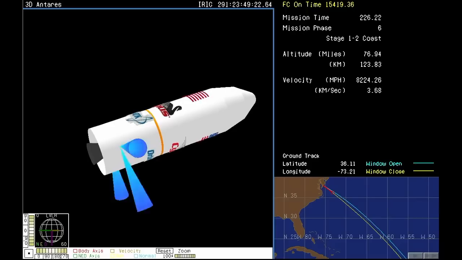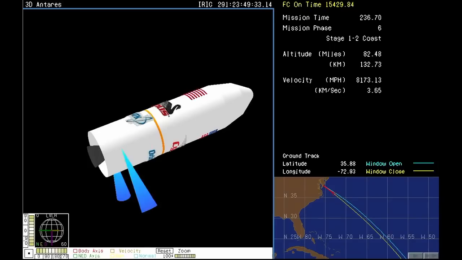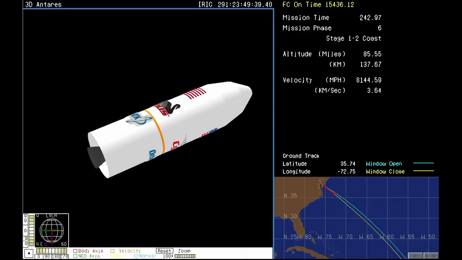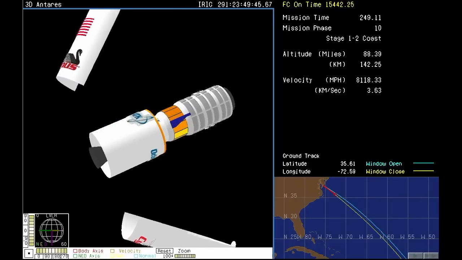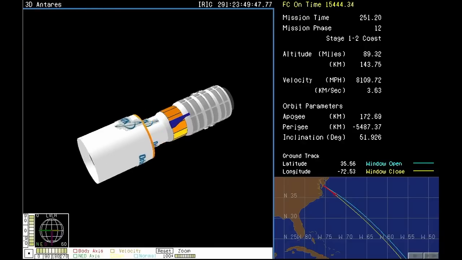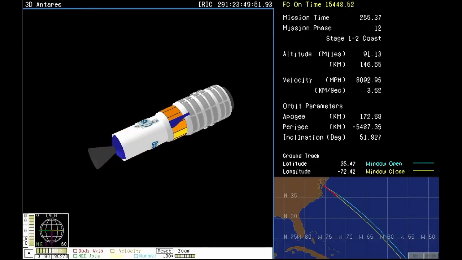Coming up next at the 4 minute and 9 second mark, we'll have fairing separation. The fairing protects Cygnus through the early part of launch as it's flying through the denser part of the Earth's atmosphere. Stage one delta phi was nominal. And we have fairing separation. There you see an animation of the fairing separating, and that happened just as planned.